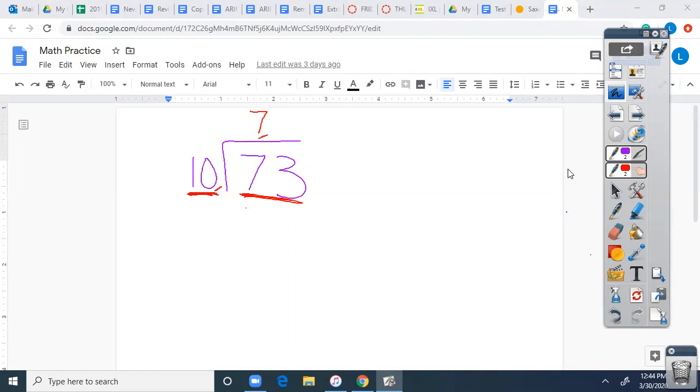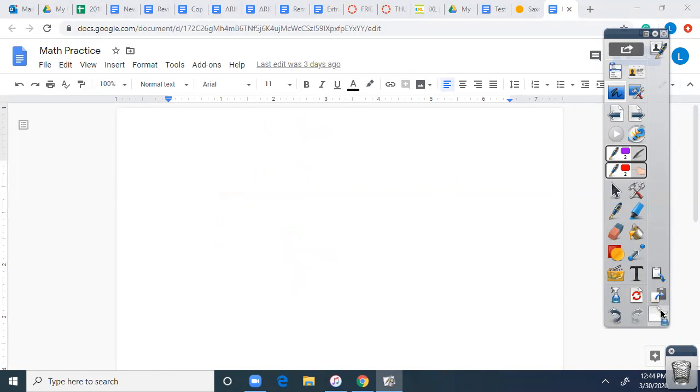7 times 10 is 70. 73 minus 70 is 3. So our answer is 7 remainder 3. 7 with a remainder of 3. Okay, so 10 goes into 73 7 times with a remainder of 3. Okay, we're going to just go through a couple more of these so that you can have the practice, and then we'll move on to something a little bit harder.